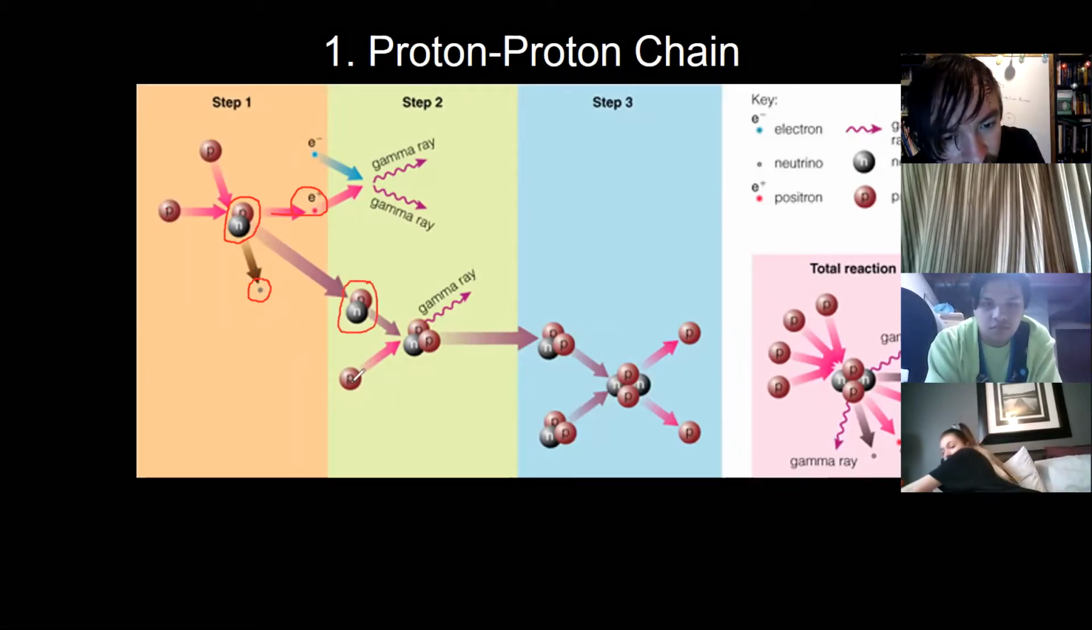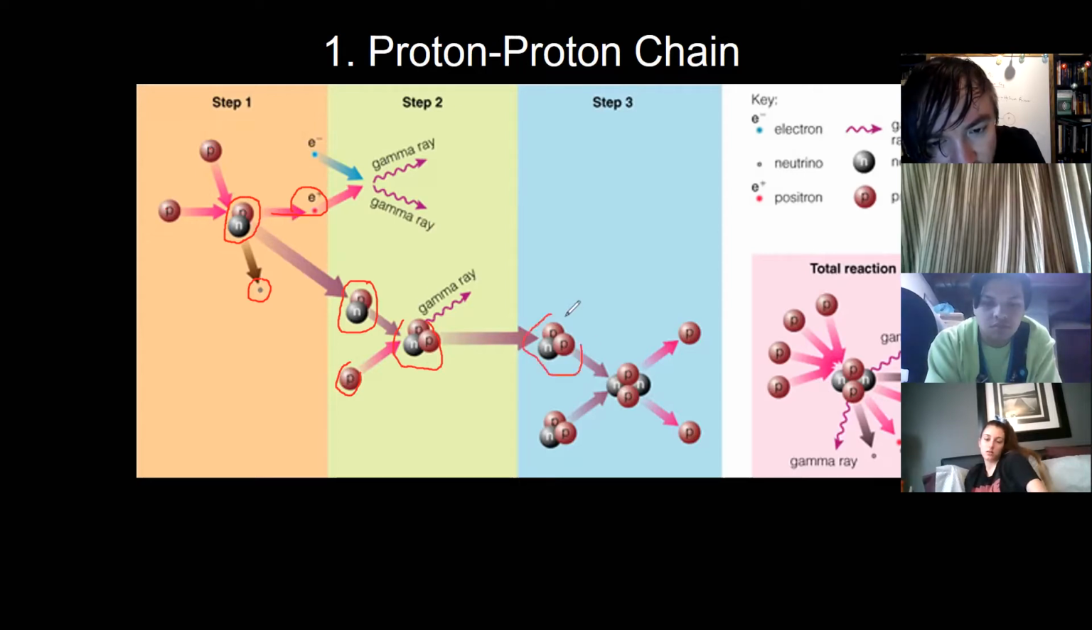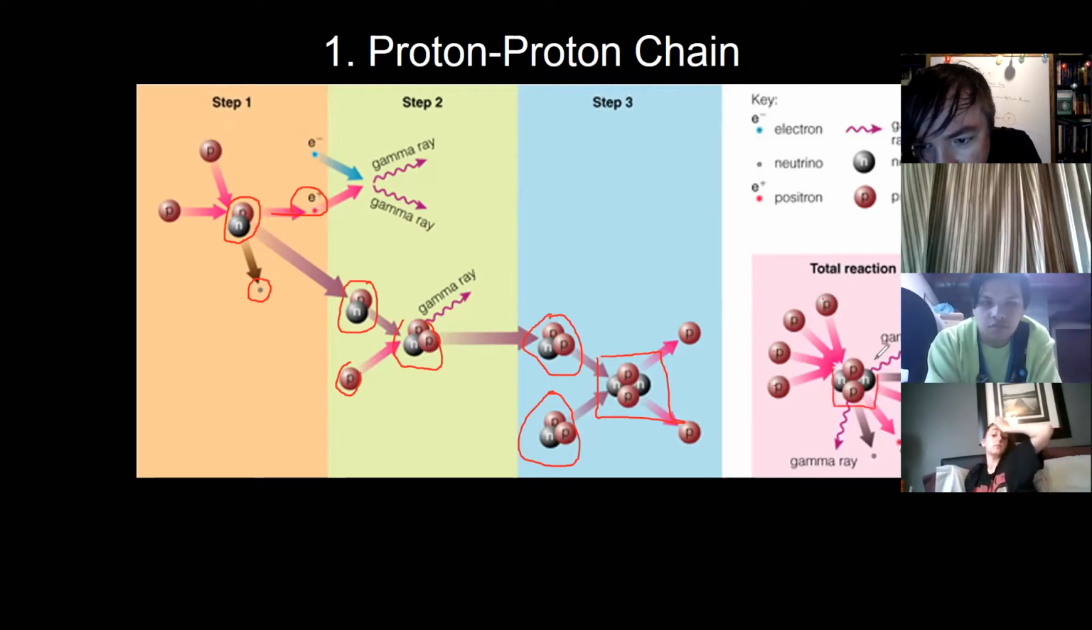The deuteron then collides with a proton to make helium-3, emitting a gamma ray. And then, after this reaction happens twice, 2 helium-3s will collide with each other to make a proper helium-4 nucleus. The net reaction is that 1, 2, 3, 4 protons are glued together to make a helium nucleus, and they emit 2 gamma rays in the process.